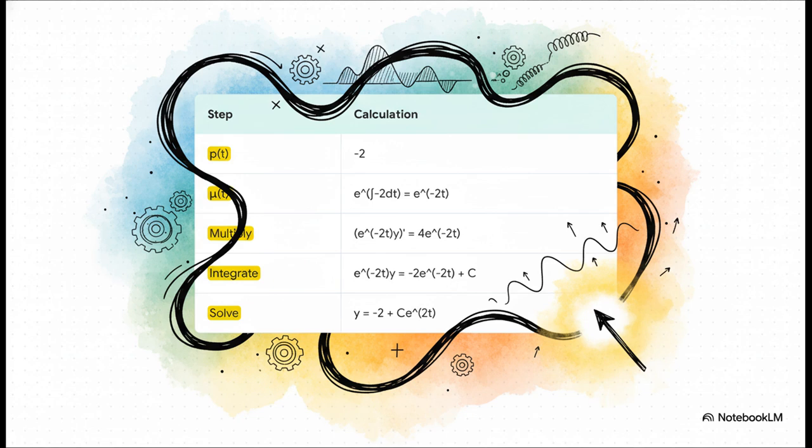Now we multiply our original equation by this factor. And here's where the magic happens. The left side collapses and becomes the derivative of our integrating factor times y. So now we can just integrate both sides, solve for y, and boom, we've got our general solution, y equals -2 plus c times e to the 2t.